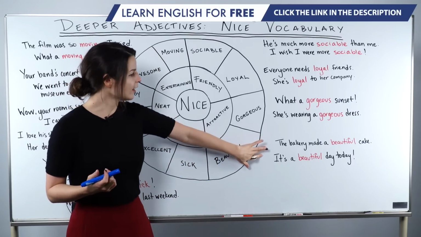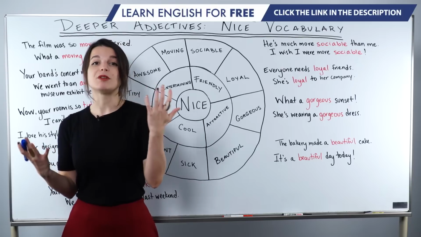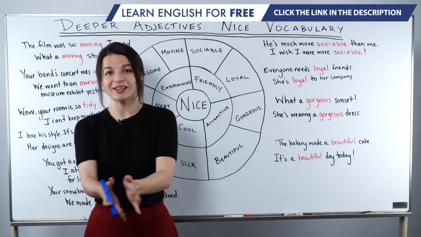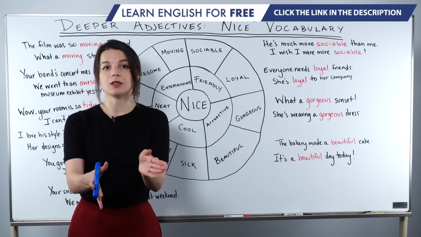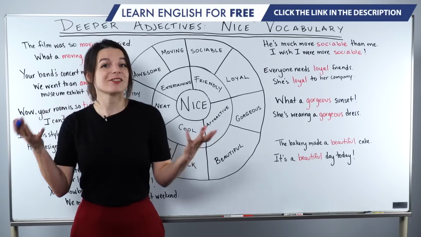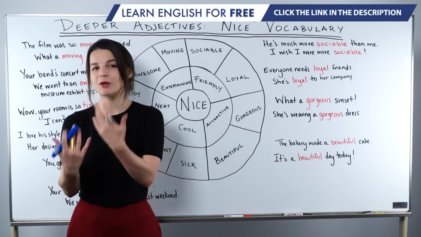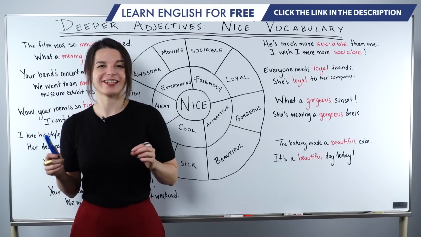The other pair here, the bakery made a beautiful cake. So that means the cake is physically very attractive. The cake is physically looking nice, and we can use beautiful to describe that. If the cake seems extra special, we might choose to use gorgeous. It's a gorgeous cake. But beautiful seems kind of the right level for a cake in most cases, I think.